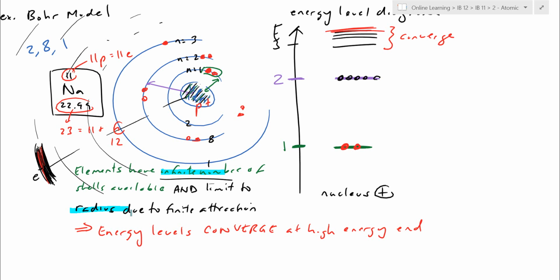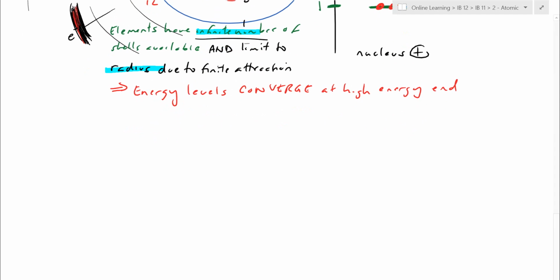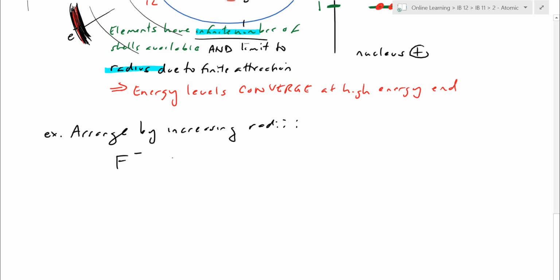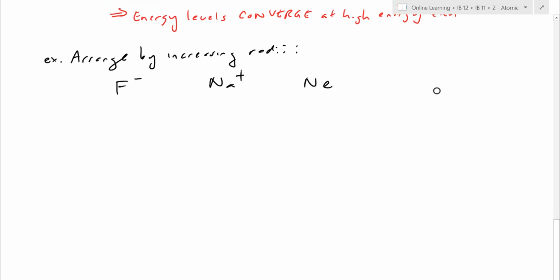Right? Let's just switch to a quick question on radii, on just the sizes of atoms. This will come up a lot in our next chapter, but let's just touch on it here. I'm going to list for you 3 species here. Arrange by increasing radii, arrange by increasing size. So that means tell me from smallest to biggest. I'm going to give you a second. See if you can draw the Bohr model. Draw me fluoride, draw me sodium plus, and draw me neon. Maybe you can pause the video and see how you do.